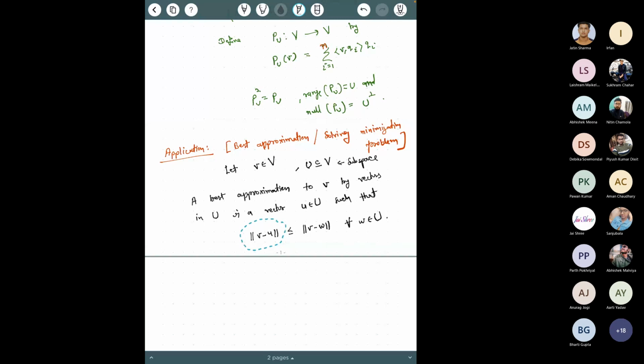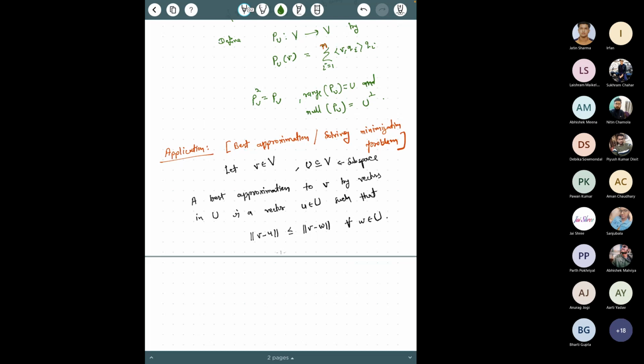So you can say that the distance of v from u is less than or equal to the distance of v from any other vector in u. Okay, so this vector u is the closest vector to v from vectors in u. Okay, so for example, you can understand this as an example in R2.